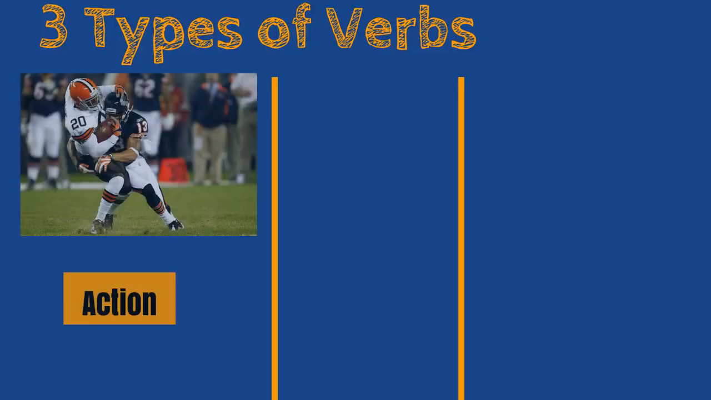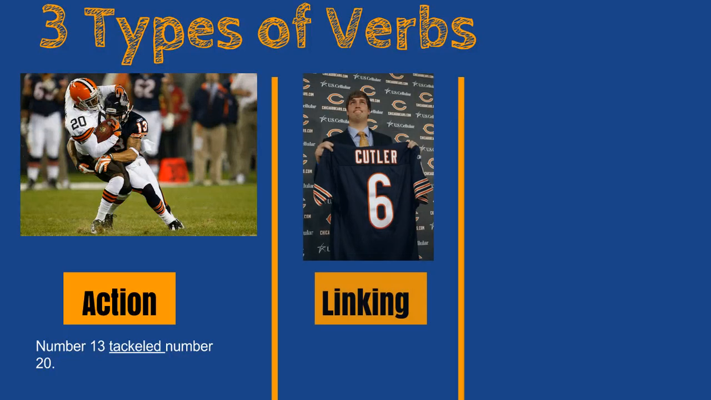The 3 types of verbs. You have an action verb. An action is something actually happening. So for instance, number 13, tackled number 20. The action is tackled. Linking verb. A linking verb is bringing 2 things together. So it's the subject, and then it is linking it to either another noun or an adjective.